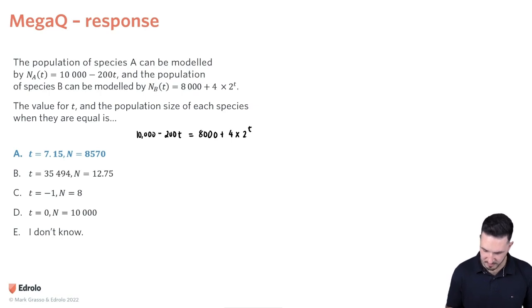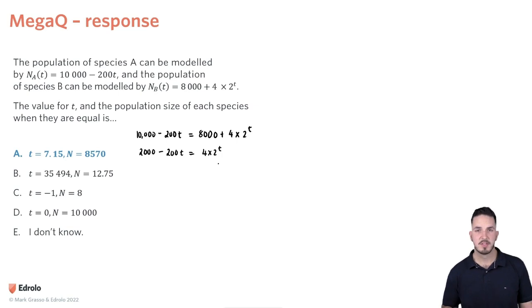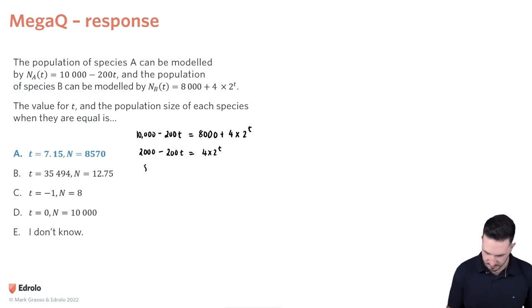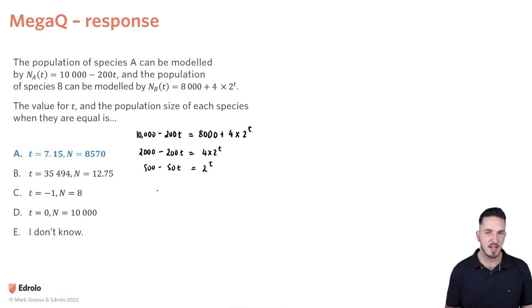So subtract 8,000 from both sides, we're going to have 2,000 minus 200t is equal to 4 times 2 to the power of t. Let's divide both sides by 4. So this is going to become 500 minus 50t is equal to 2 to the power of t. If you want, you can factorize the left-hand side. You don't have to, but let's do it anyway. Why not? Doesn't hurt.